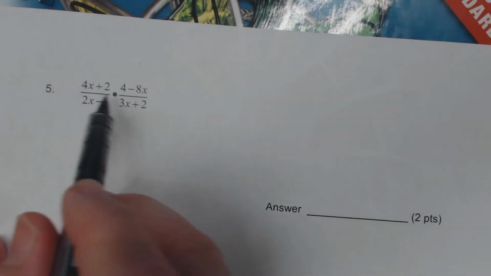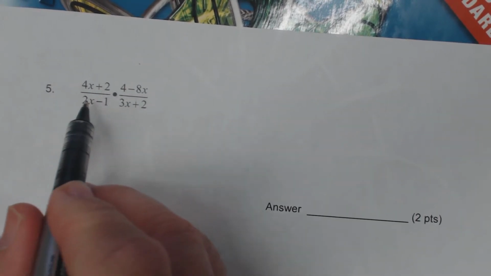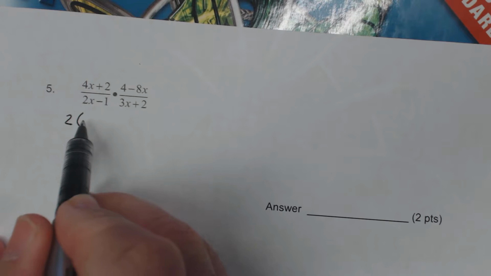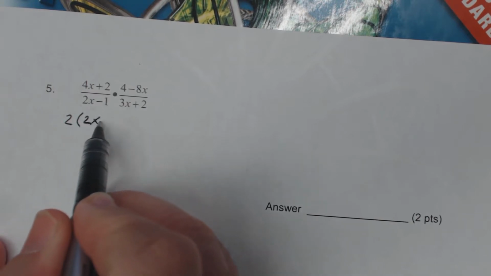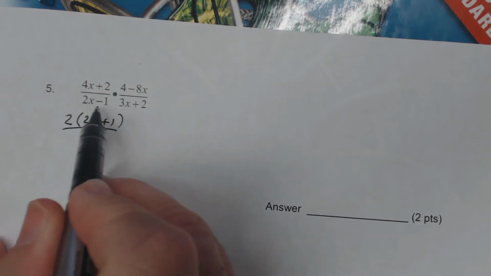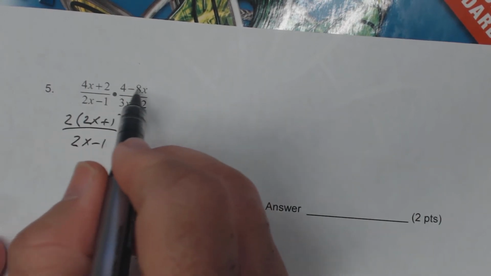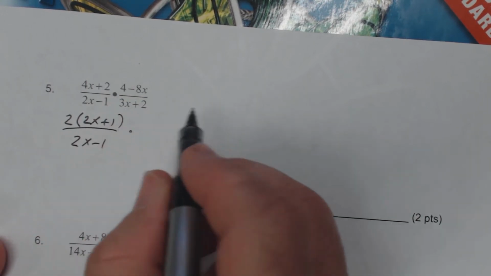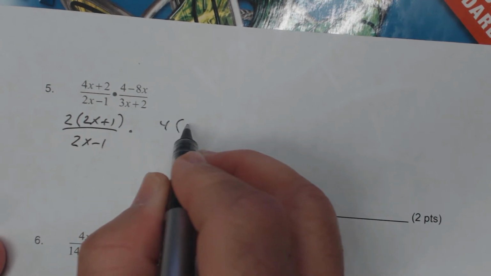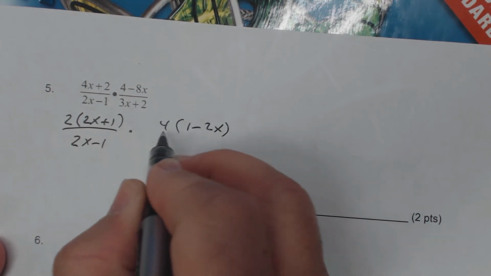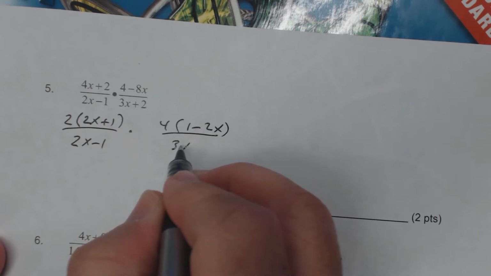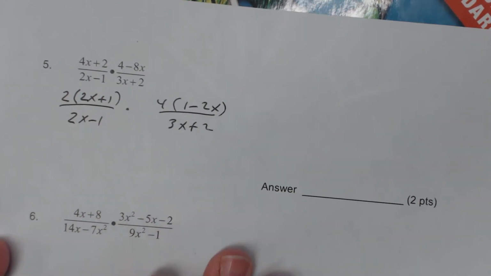Okay, number 5. All right, same idea. You're going to factor the numerators, factor the denominators. So in the first numerator, I can factor out a 2. And I get 2 times 2x plus 1. That first denominator, there's nothing I can do to that. Leave it alone. Over here, that second numerator, I can factor out a 4. And I'm left with 4 times 1 minus 2x divided by, and then 3x plus 2. That's all I can do there.